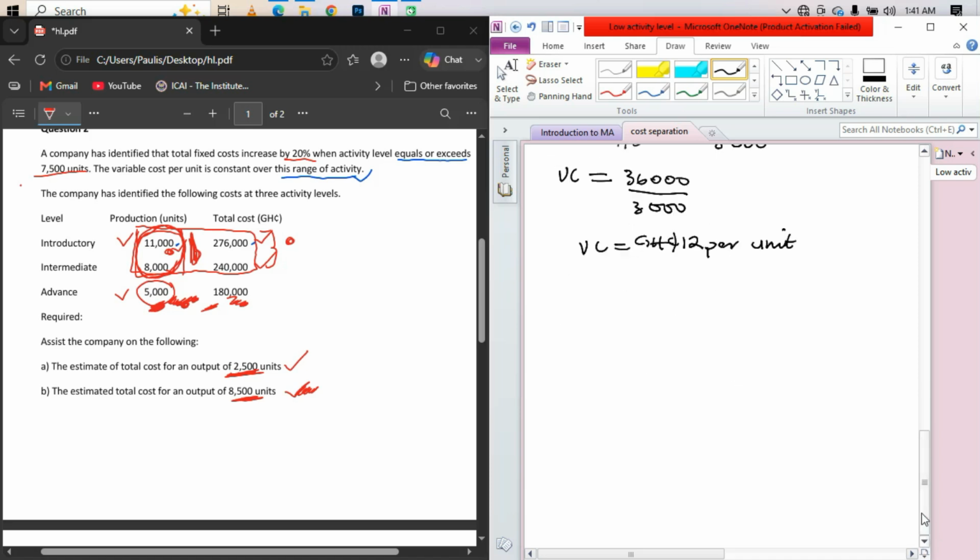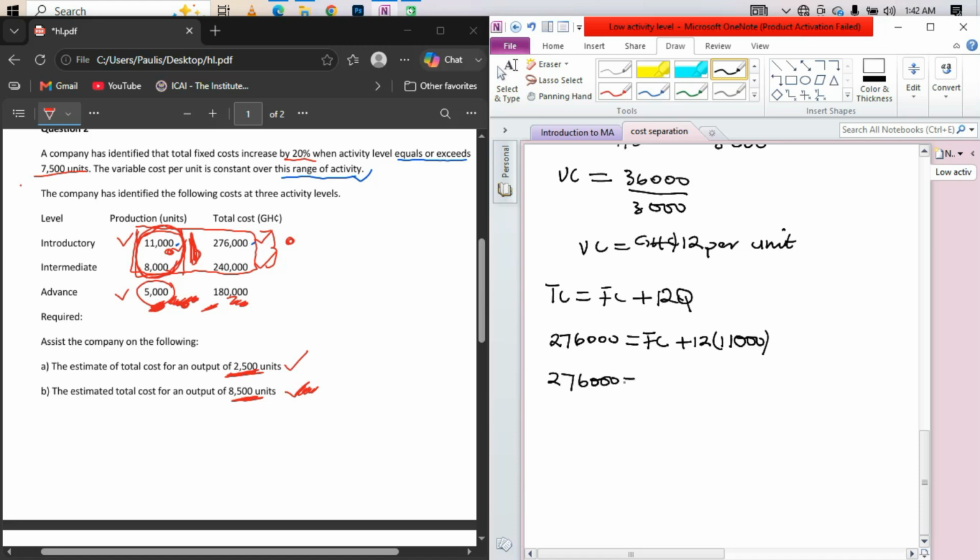Then let's determine our fixed cost. So the total cost is equal to fixed cost plus 12 cedis times quantity. So using the introductory level, we have the total cost of 276,000, which is equal to the fixed cost, which we don't know, plus 12 times the activity level, which is 11,000.